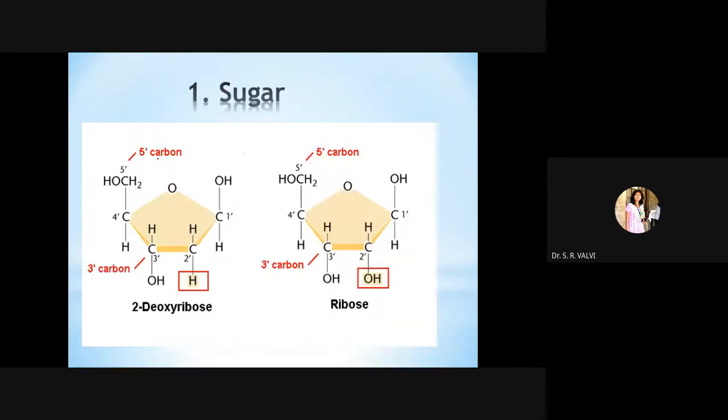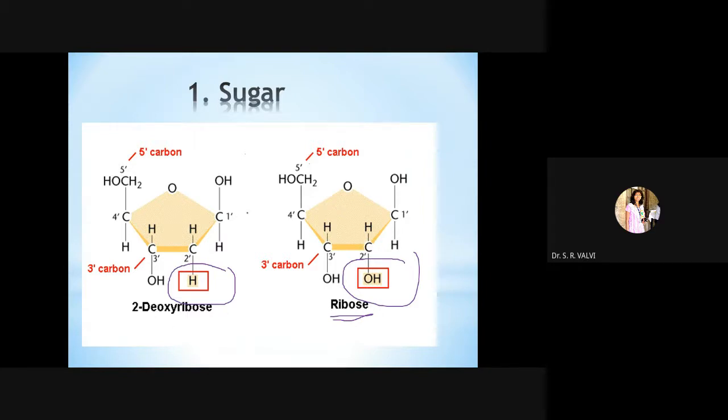Then see, again we have to learn one by one. First, sugar. Here we know that there are two types of sugars present: deoxyribose sugar and ribose sugar, right? Deoxyribose sugar and here ribose sugar. So what's the difference between these two? See, the rest of the structure is similar except this. Here you can see, in the second carbon atom OH is attached, whereas in the second carbon only H, hydrogen, is attached. So this is the main difference between ribose and deoxyribose.